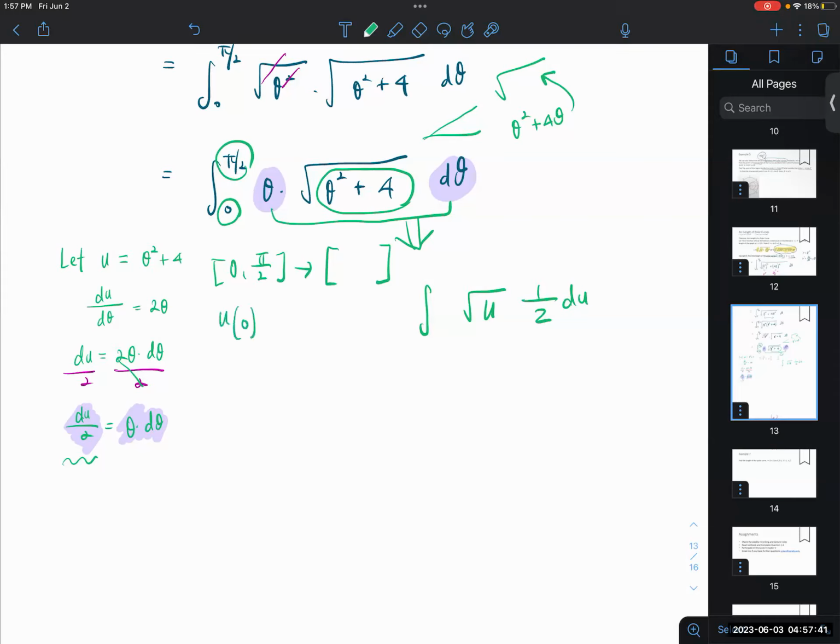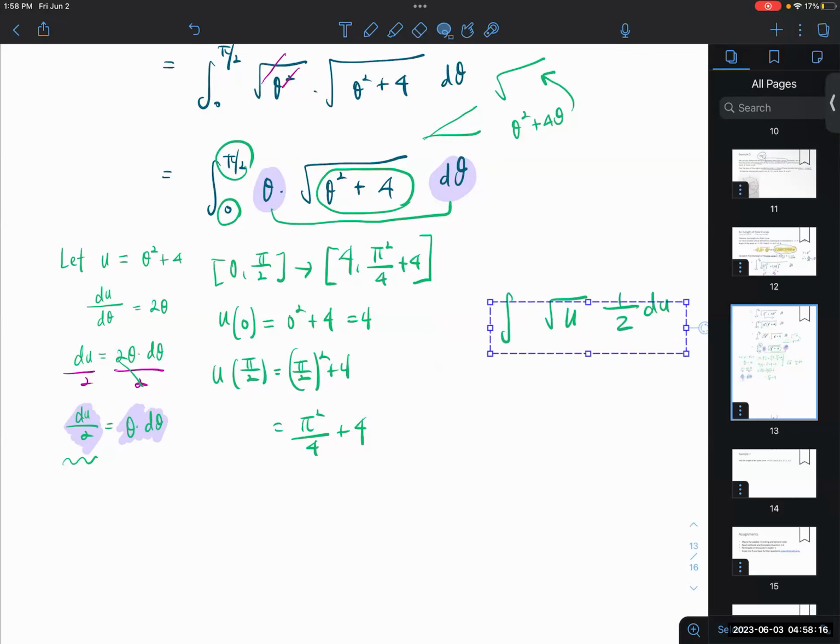So u at 0 is going to be 0 squared plus 4, which is 4. U at pi over 2, you will get pi over 2 to the second power plus 4, so pi squared over 4 plus 4. Am I correct? So we got it. This is 4 to pi squared over 4 plus 4. That's the new interval. Okay. So let me bring this one here. So now we have all the information, from 4 to pi squared over 4 plus 4.